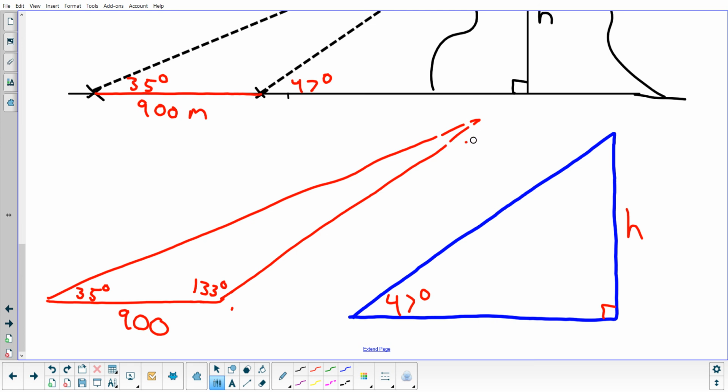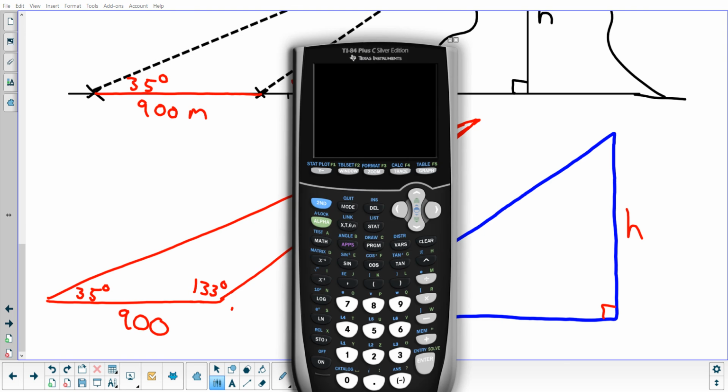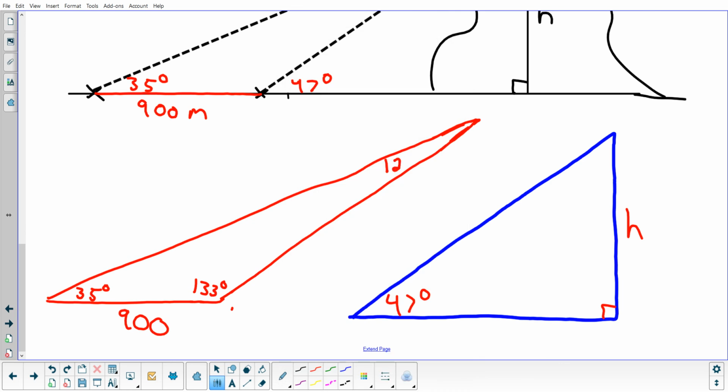All right, so let's get that. And how do I figure out that angle up at the top? Yep. 35 plus 133, and subtract that from 180. Yeah, so add these up. So that's going to give me, what's that, 168? So we got 168 degrees between those two, which means the other one has to be 12.